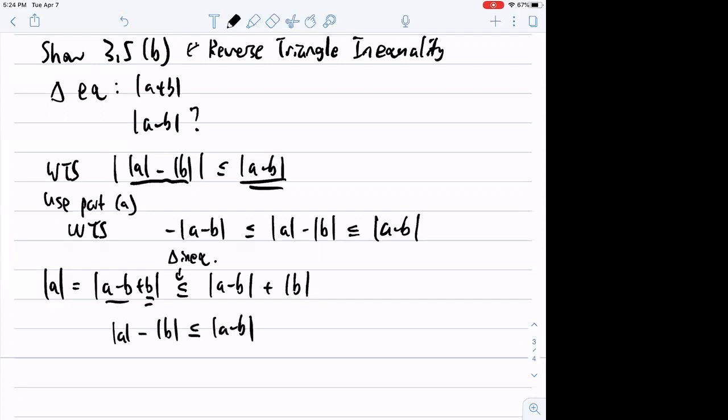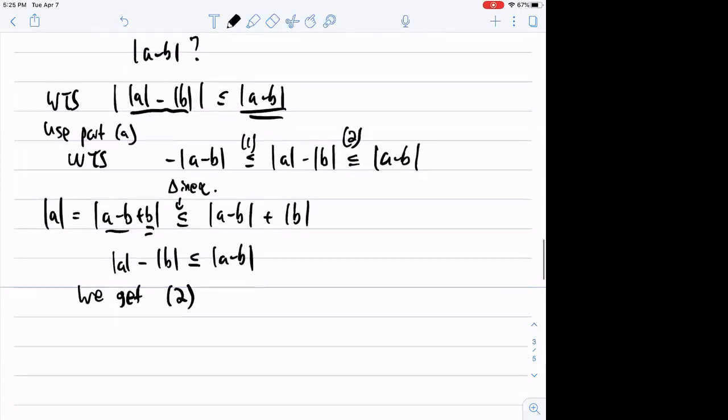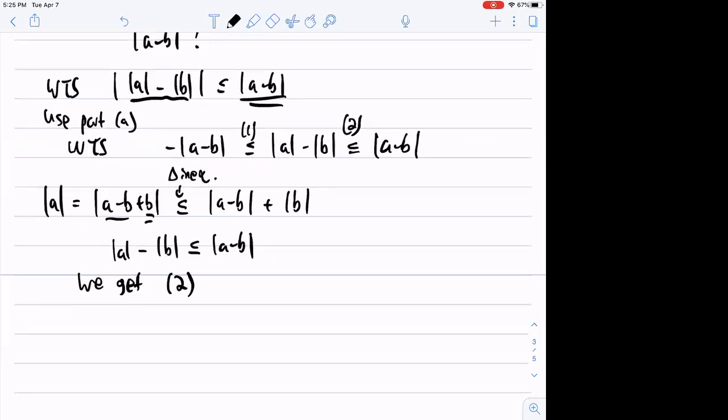So we get, if I call this 2 and this is 1, we get 2, right? I basically just showed 2. So how do we get 1? Just start with B instead. Here it's the same trick, right? We subtract a and add a.